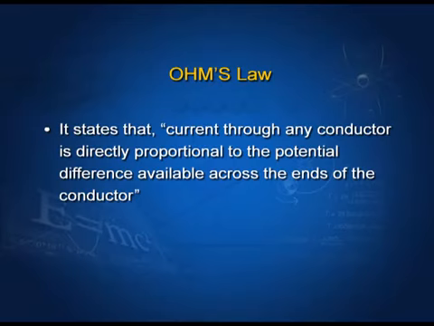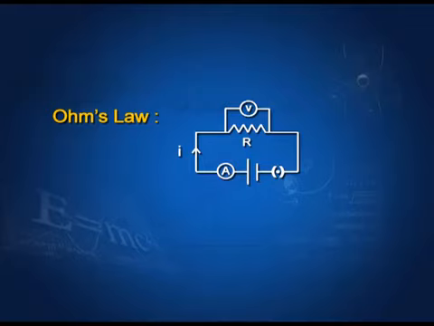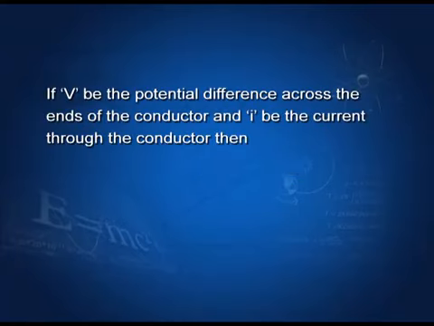Ohm's law states that current through any conductor is directly proportional to the potential difference across the ends of the conductor, provided all the physical conditions like temperature and stress remain constant. In the diagram, let we have a conductor connected across the ends of a battery. If V be the potential difference across the ends of the conductor and I be the current through the conductor, then I is directly proportional to V. Therefore, we can say V is directly proportional to I. Putting a coefficient of proportionality R, we get V equals I into R.